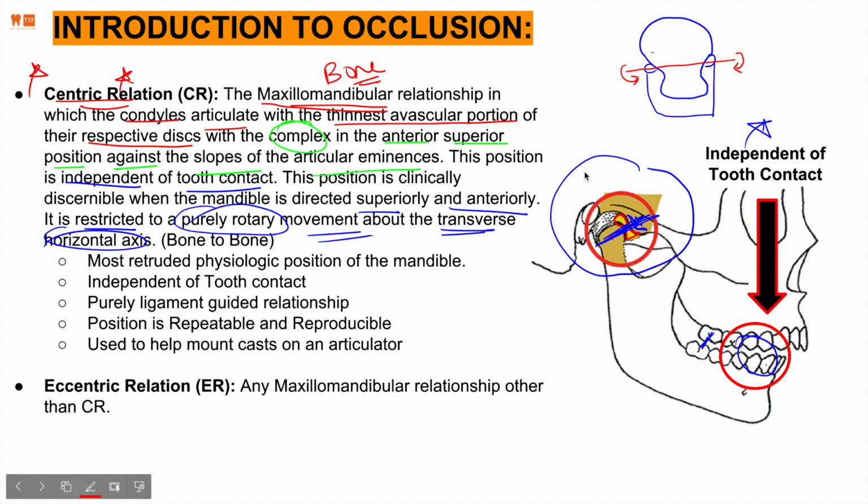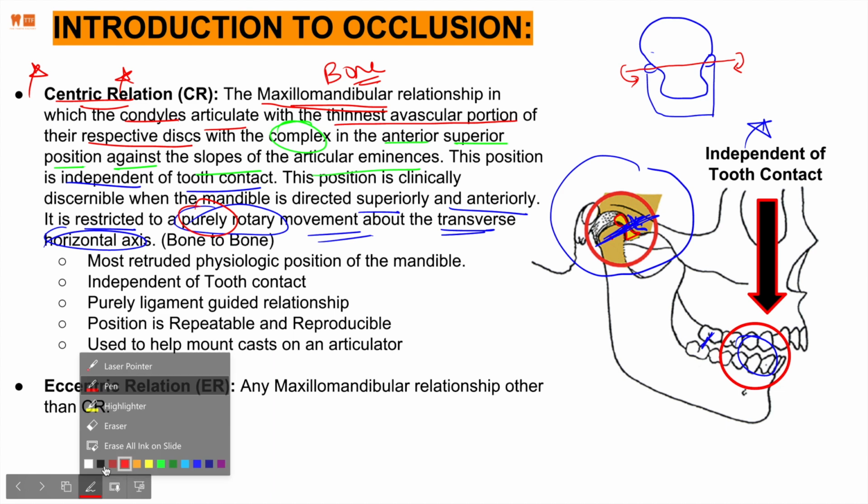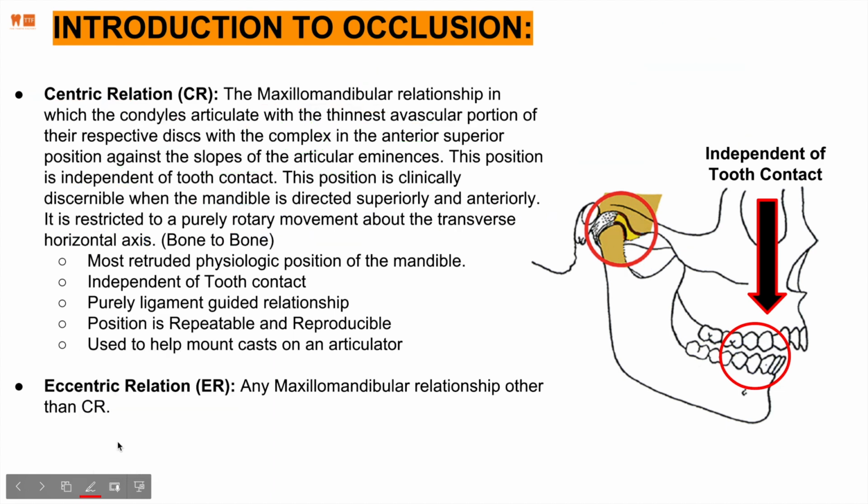So centric relation can only be measured when it is rotating, purely rotating, along the transverse horizontal axis. Fair enough. So that's the definition, explanation of centric relation. So now let's read it.